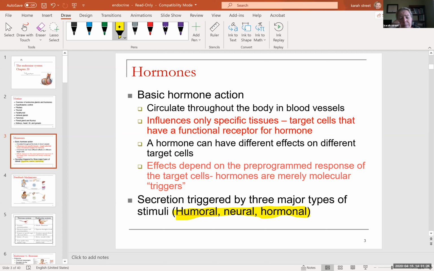The last and major way I will focus most of the class on is the hormonal pathway. This means that you have an upstream gland releasing a hormone that in turn tells a downstream gland to release its hormone, which in turn tells a third downstream gland to release its hormone. So it's a chain of commands.